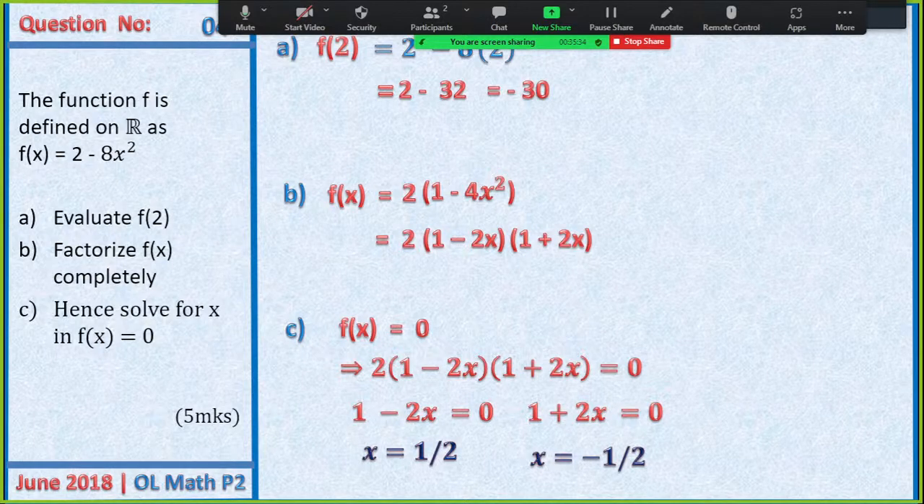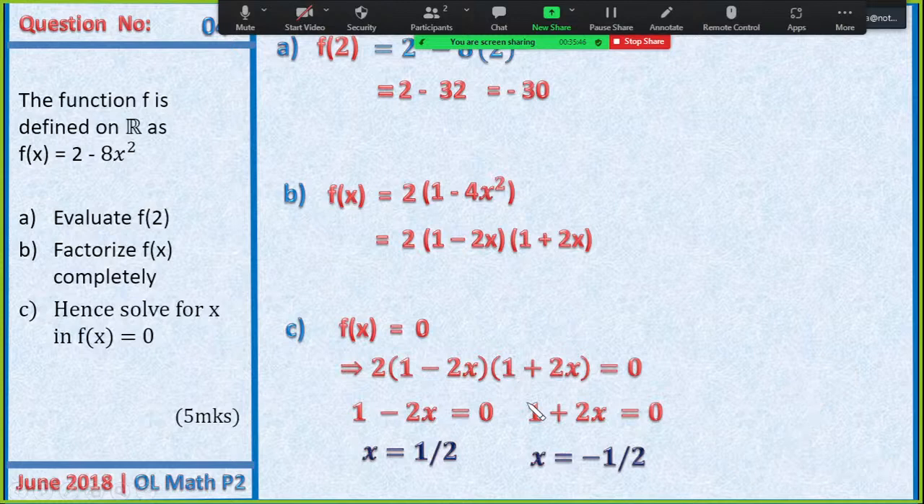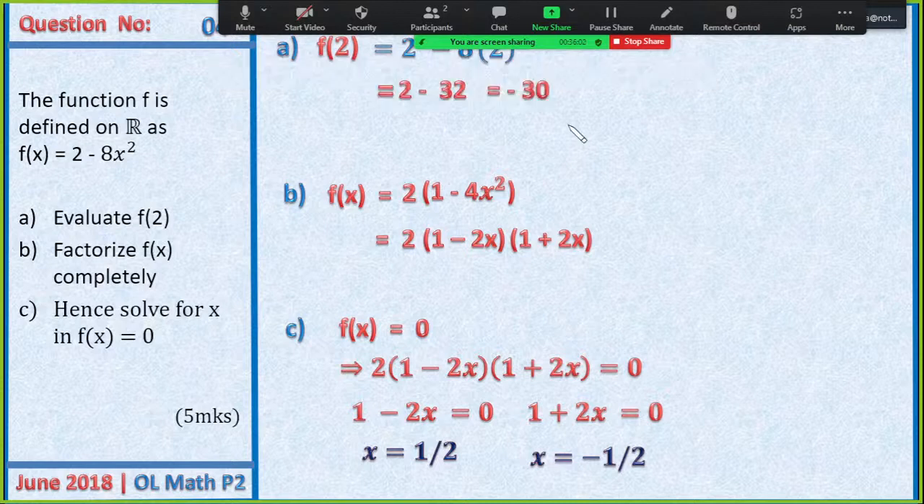Any question? I'm a little confused where you have x equals half. This one is a simple linear equation now. 1 plus 2x equals 0, you carry the 1 to the right hand side, it becomes negative 1. Then you divide both sides by 2. You want me to solve it again? No, sir, it's okay. I understand now.